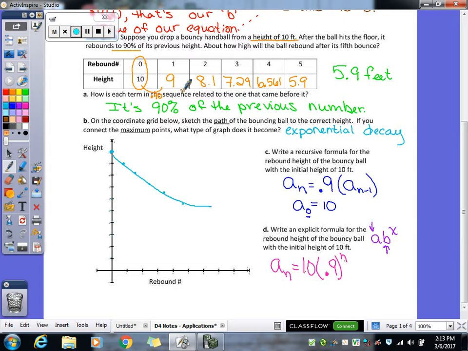You don't want to do the n minus 1 for this one because it starts at 0 as opposed to 1. If it started at 1, we would do our n minus 1 just like we've always done. So that one's a little trickier.